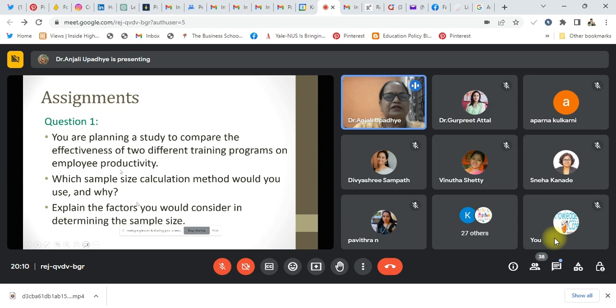Suppose you are planning to study to compare the effectiveness of two different training programs on employee productivity. Then which sample size calculation method do you want to use and why? This is my question. Comparison of effectiveness of two different training programs on employee productivity. Which sample size calculation method are you going to use?